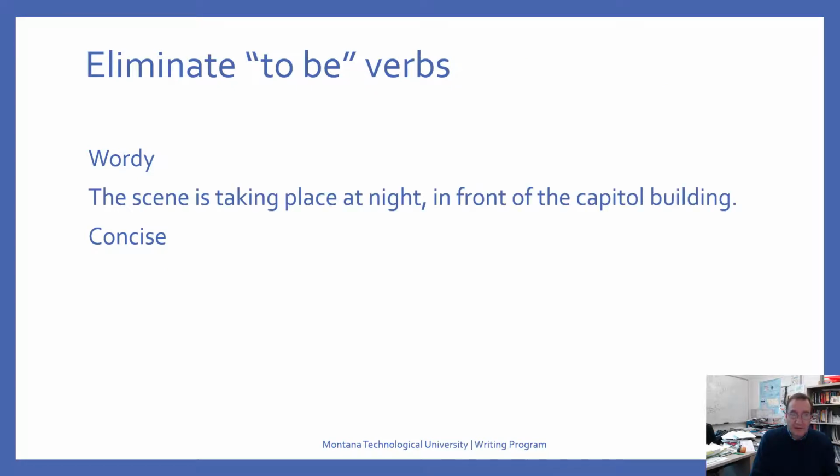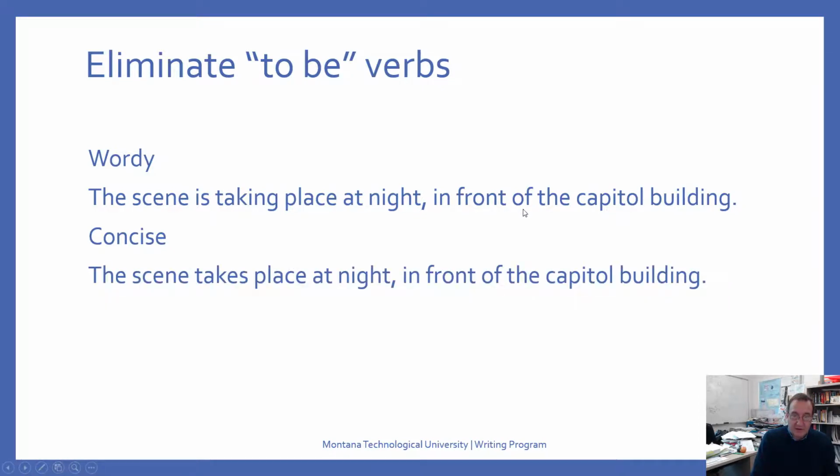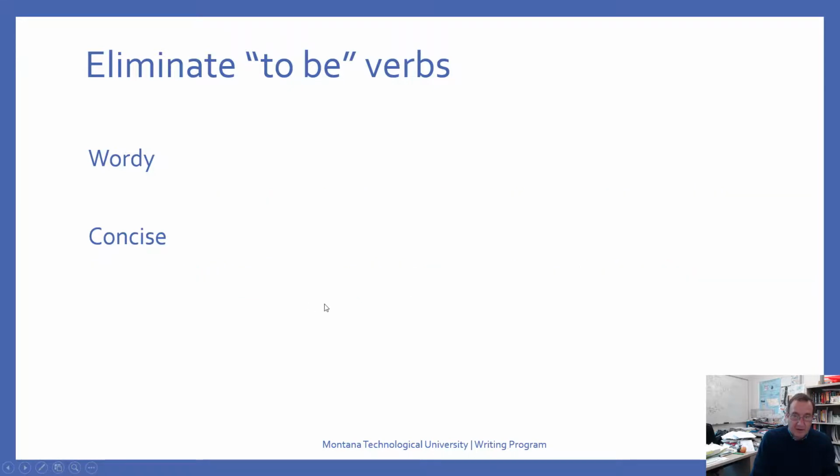Okay. Getting rid of our to be verbs. The scene is taking place at night in front of the Capitol building. Right. Here is a to be verb. What does it mean? Let's take a look. The scene takes place. We need a stronger verb here. Get rid of this, use the root verb, which is take, and then our modifier at the end.